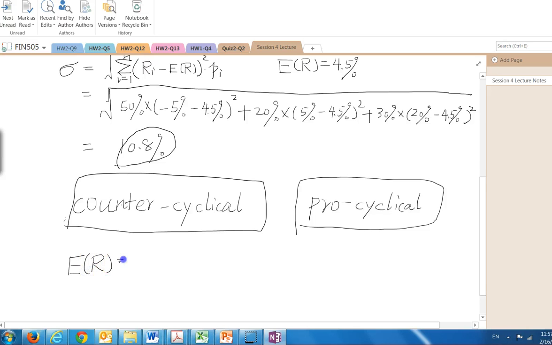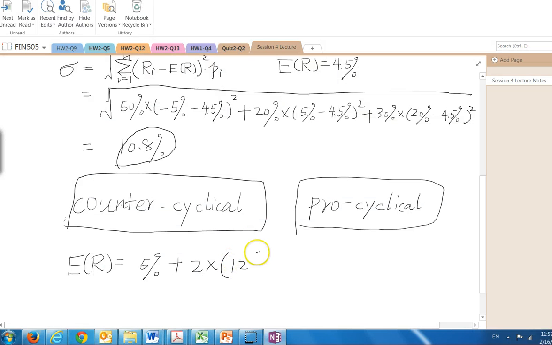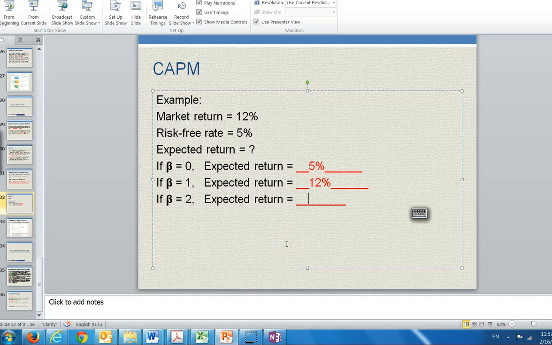ER equals the risk-free rate, 5%, plus beta times the market return minus the risk-free rate. Go back to the setup, market return is 12%, right? 12% minus 5%. So this gives me what? The difference becomes 7%. Multiplied by 2, that becomes 14%. So finally, this is 19%. So expected return under beta equals 2, based on the CAPM, is 19%.